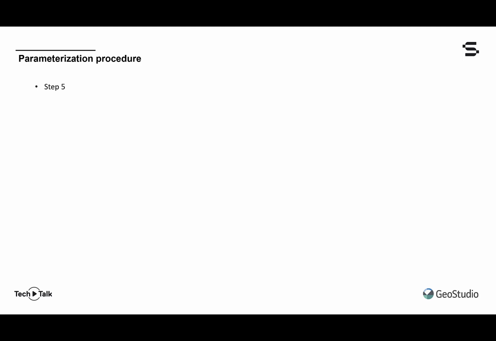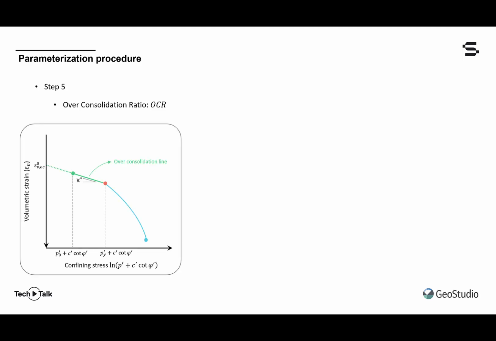Now, the fifth step of the calibration procedure is to calculate the overconsolidation ratio for each soil sample. To do this, it is required to recognize the mean effective pressure at which the response of a soil specimen transitions from being elastic and overconsolidated to being normally compressed. And we'll call this the yield pressure, p prime y, shown here by this arrow.